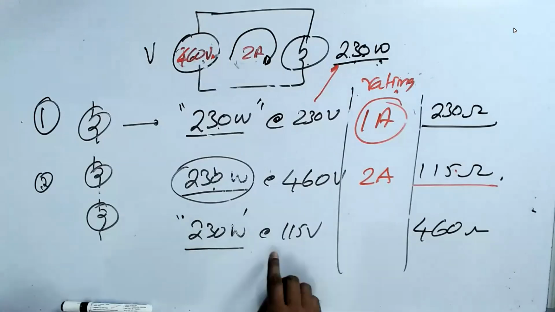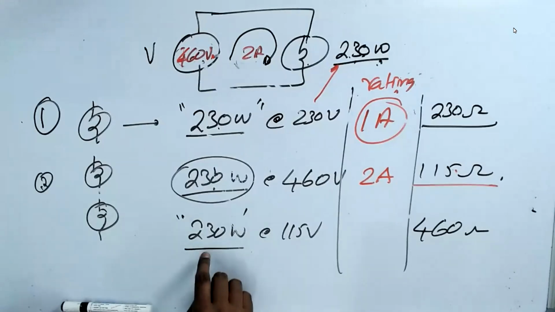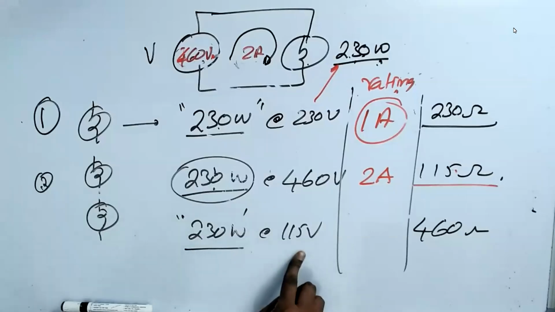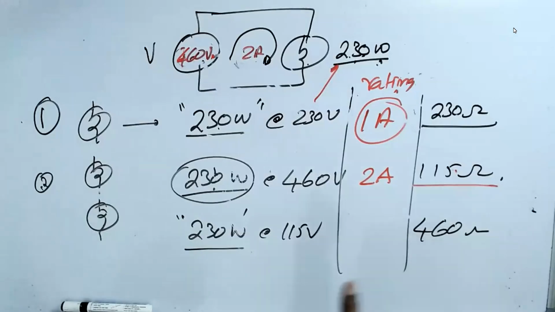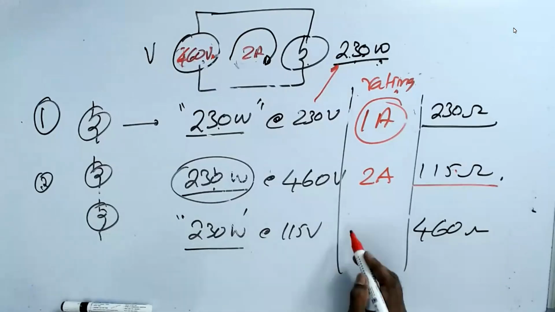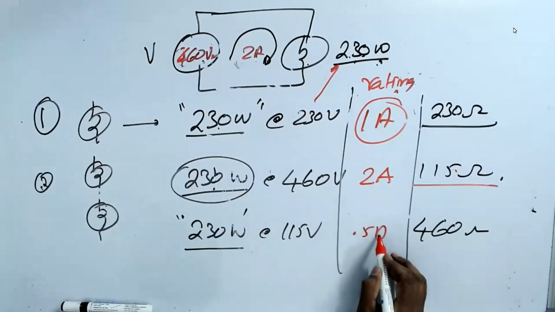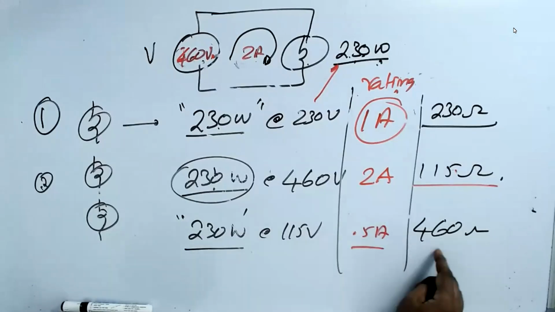Now, if I have this bulb, 230 watts at 115 volts, then think of it. This guy is how much? 460 ohm. This guy can be stored in 5 ampere. If you connect this onto the different voltage, then that guy will burn. Sir, for 115 volts, we'll get 2 amperes.